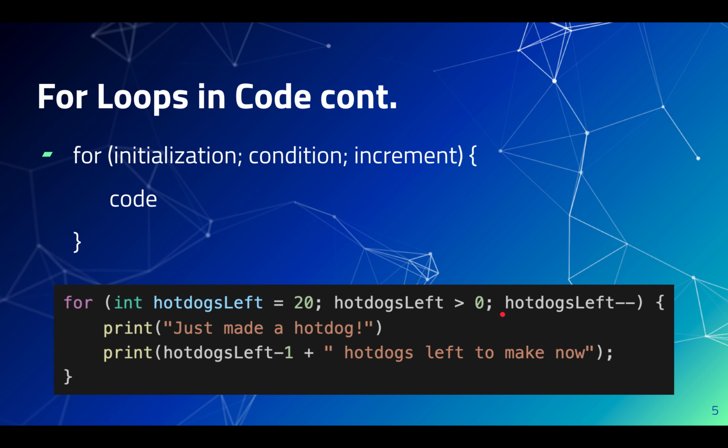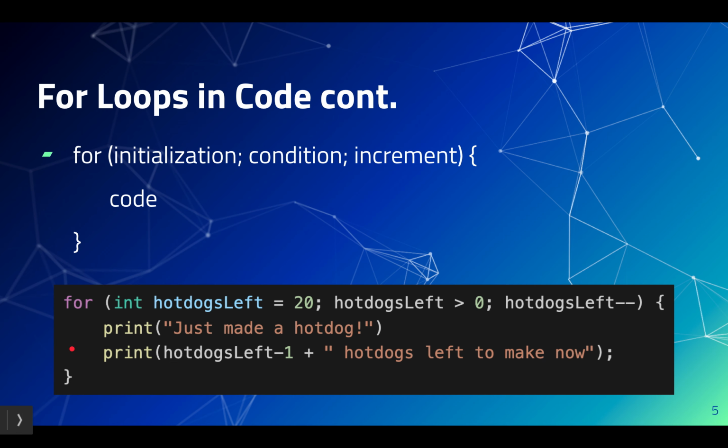And then since we're going down, we need to decrement our hot dogs left variable, which just means after every iteration it'll decrease by 1, so 20 and then 19 and then 18. And we have one print statement which says just made a hot dog, and then we have another print statement that says this is the number of hot dogs left to make now.